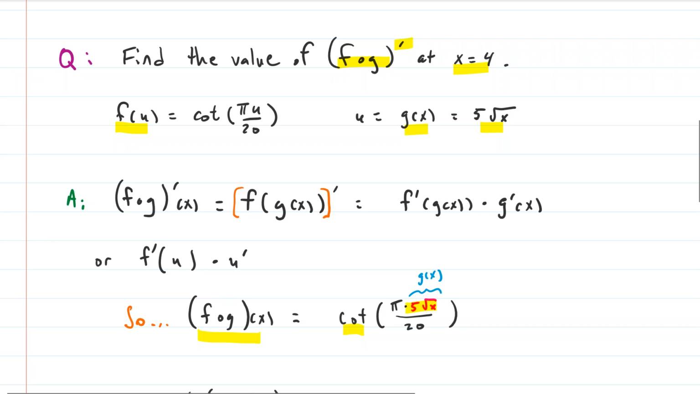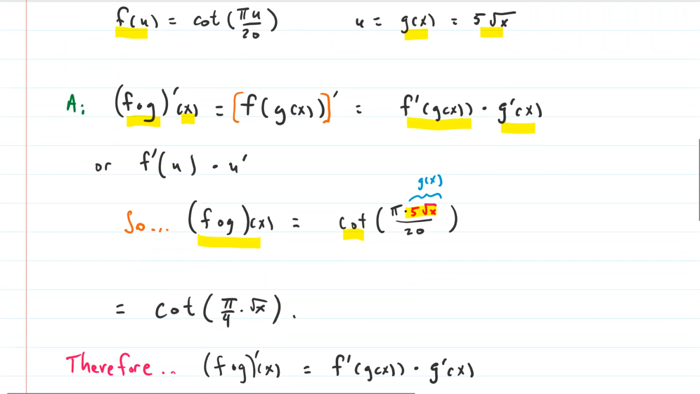So f of g prime of x, that means we take the derivative of the outside. So f of g just means g is an input to f. F is the outside function, g is the inside function. So I take the derivative of f, leave g the same, and then multiply that by the derivative of g. So it's a straightforward application of the chain rule.